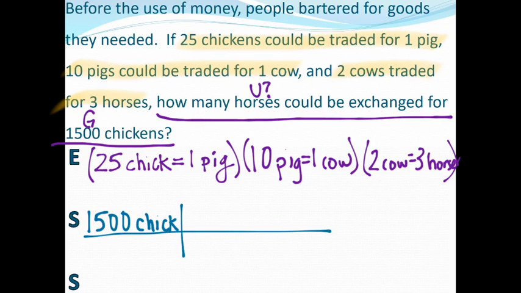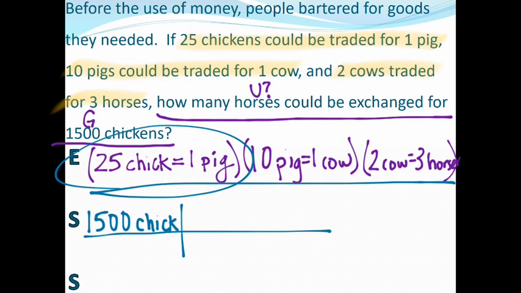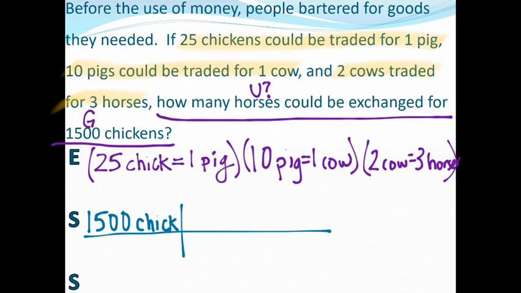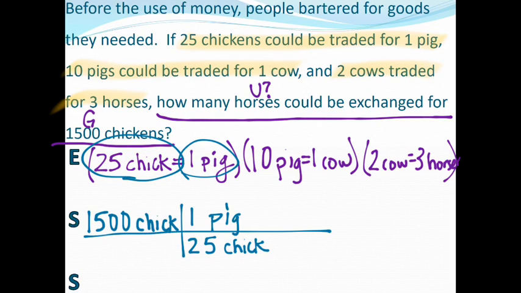So I'm looking through all my equations, and this is the one that has chickens in it, the only one that has chickens in it. So I'm going to take those chickens and put them on the bottom of this conversion factor. And if that 25 chickens went on the bottom, then that 1 pig, the other half of that conversion factor, has to fill in the top. And now we're done using that equation. And we have so far gotten rid of chickens. And if I stop and solve now, I'll get pigs. I don't want pigs though, so we gotta keep going.